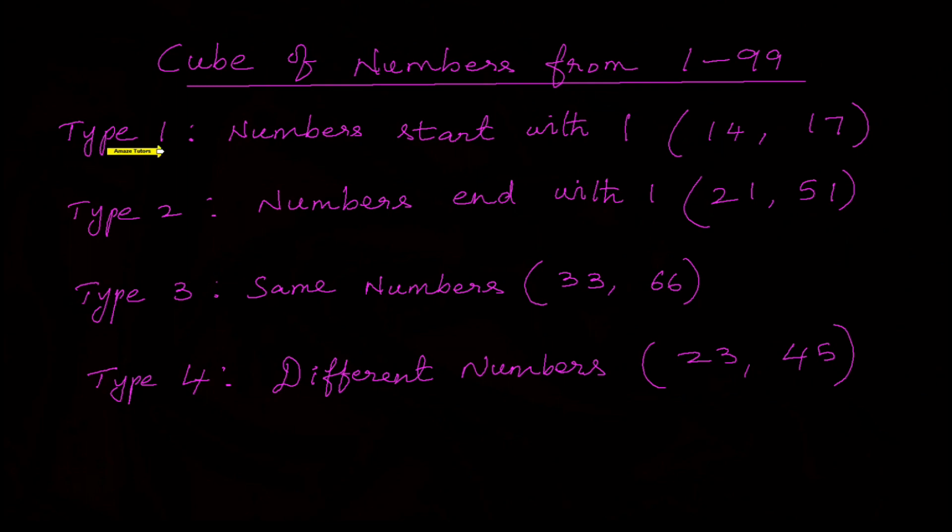There are 4 types. Type 1, numbers start with 1 like 14 and 17. Type 2, numbers end with 1 like 21 and 51. Type 3, same numbers. Examples 33, 66. Type 4, different numbers. These two are different digits, 23 and 45. Let's look at type 1 first.